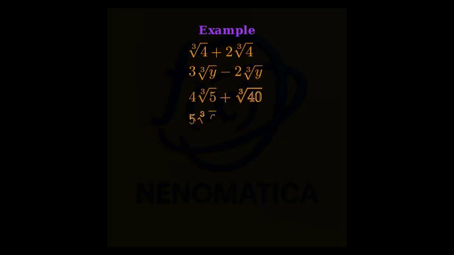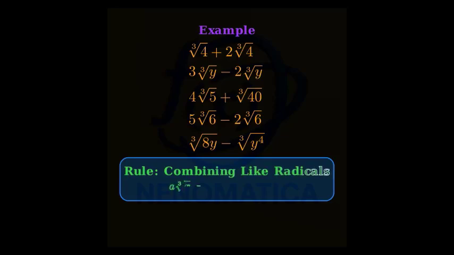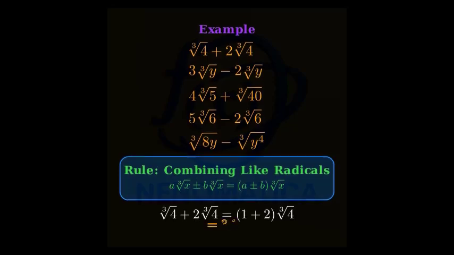Then we will solve each expression step by step, always stating the rule in a tip box before the step appears. Rule box: combining like radicals. Step 1. Simplify cube root of 4 plus 2 cube root of 4. We combine coefficients 1 and 2 to get 3 times cube root of 4.